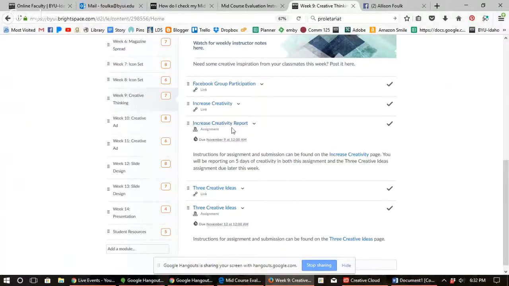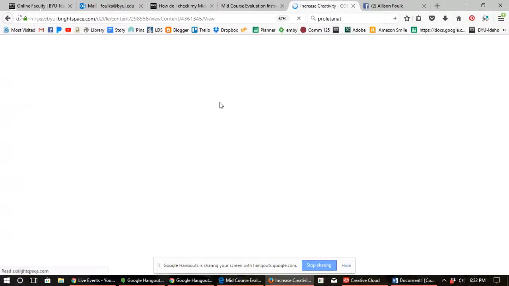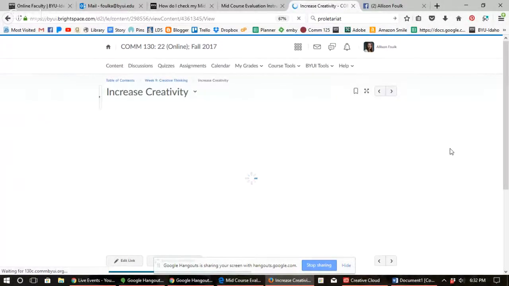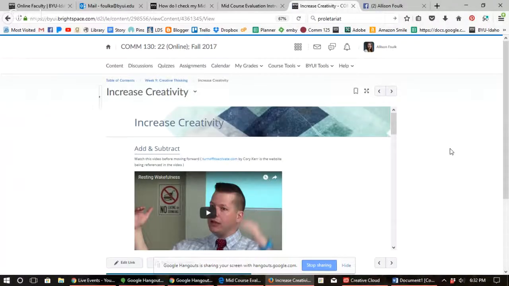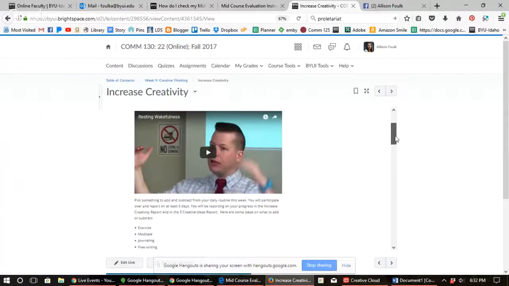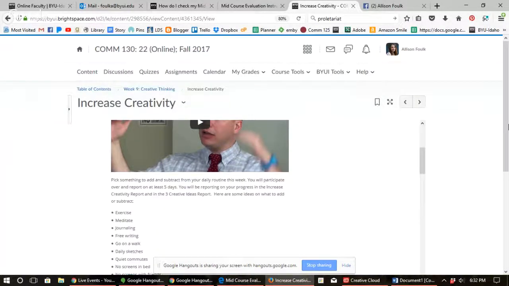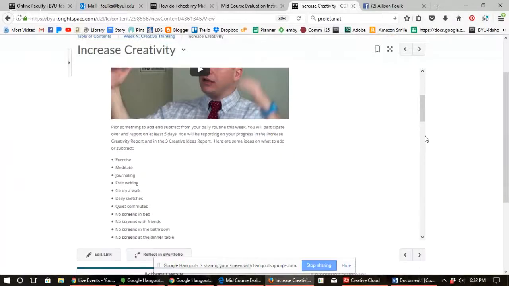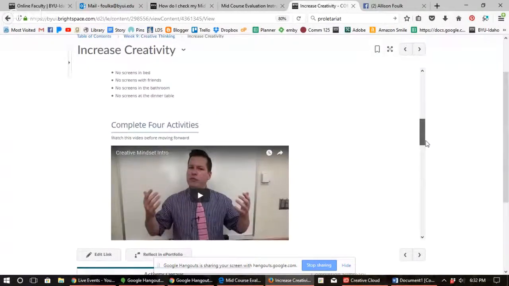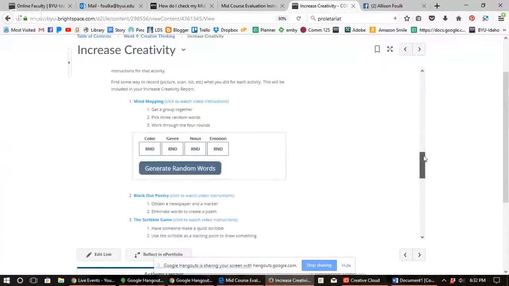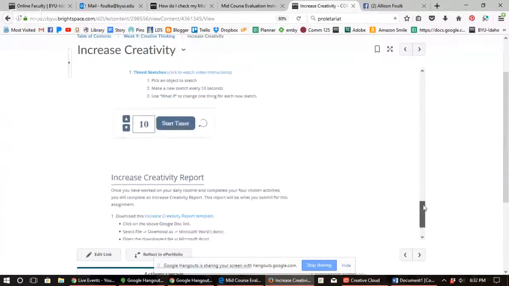For this initial increased activity or increased creativity report, you are going to begin a journey of creativity that will need to last for the next 5 days. And so it's going to involve adding and subtracting things from your daily life. Okay. So you are going to be doing things that will help you really tap into your creative side, and then eliminate some of the things that detract from creativity with our modern, super heavy on technology and ease of life things. These will hopefully help you out.